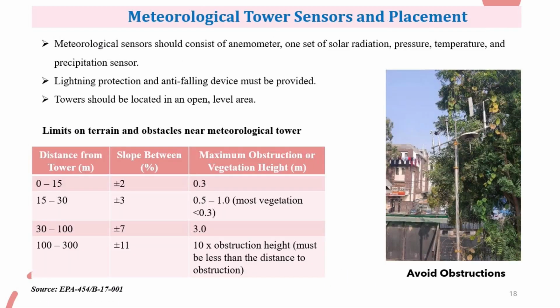Let's talk about the sensors we need for accurate meteorological data. We should include an anemometer to measure wind speed and direction, and one set of solar radiation, pressure, temperature, and precipitation sensors. Each of these sensors provides important atmospheric data. To protect our equipment, we'll incorporate lightning protection and an anti-falling device into the tower design. It's also crucial to place the towers in open, flat areas where there are no obstructions to ensure accurate measurement.